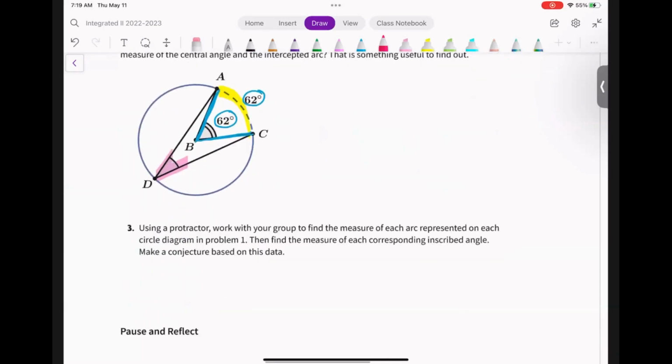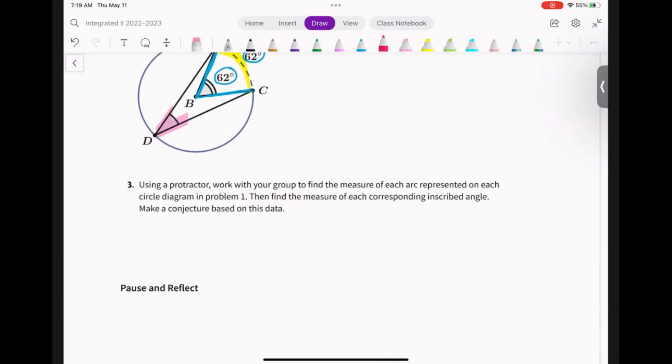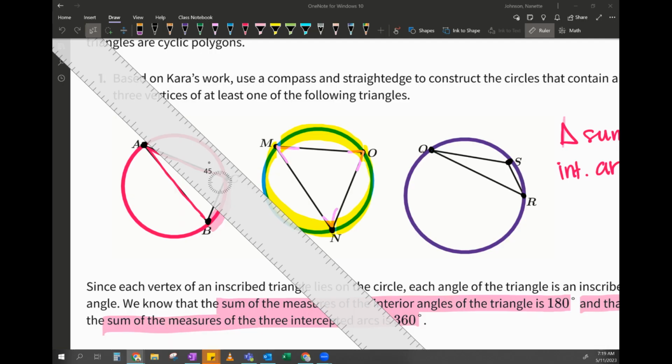Using a protractor with your group, find the measure of an intercepted arc represented on each circle diagram in problem 1. Then find the measure of each corresponding inscribed angle. Okay, so I'm going to pause right here and come back with my protractor. Okay, so I'm back with my protractor. This is technically not a protractor, it's my ruler, but I'm going to use it to measure my angles.